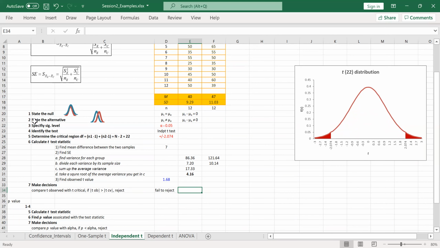So steps 1 to 4 remain the same. I'm going to state that now: the null and alternative hypotheses, significance level, identify the test. Those remain the same. And we're not going to calculate the critical value using this approach. Instead we're going to go directly to calculate the test statistic, which we calculate here as 1.68.